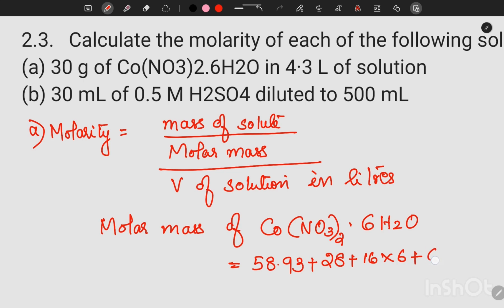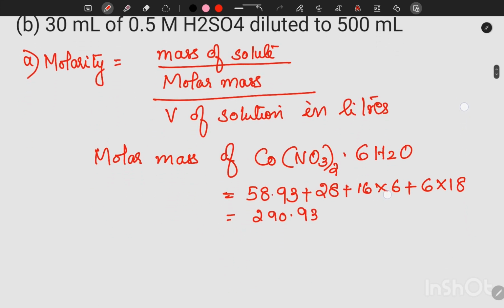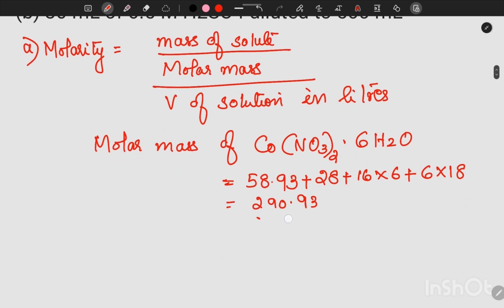Plus 6 water molecules, 6 into 18. So when you simplify all this, you will get 290.93. We can approximately take it as 291 also, no problem. 290.93 gram per mole. Now volume is already given in liters, so no need of any conversion. 4.3 liter is given. So now we know everything.